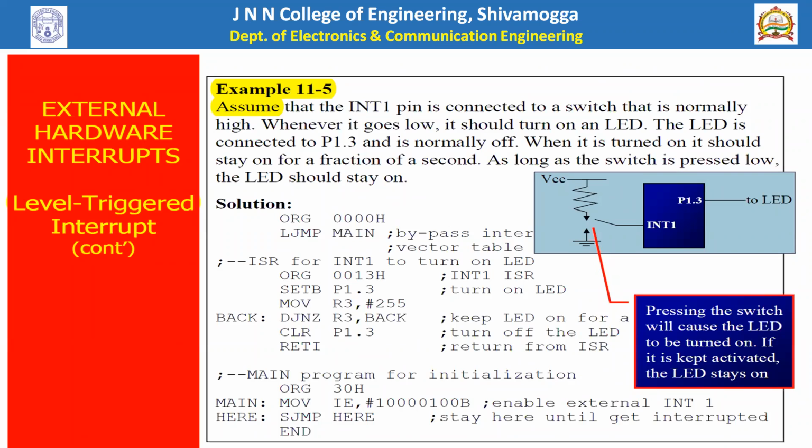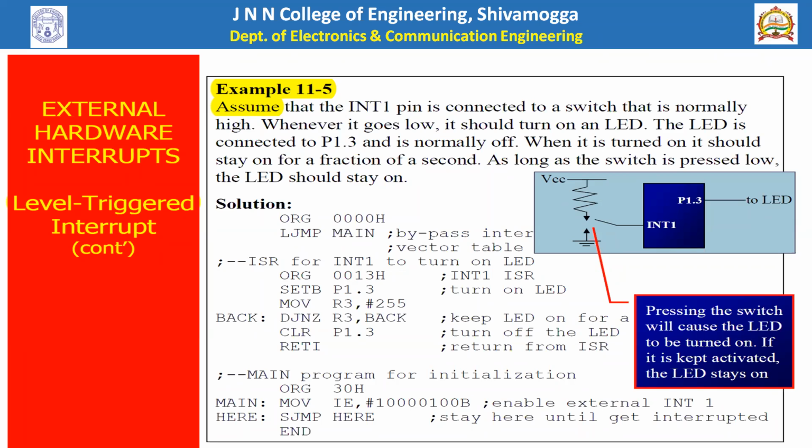Example 11.5. Assume that the INT1 pin is connected to a switch that is normally high. Whenever it goes low, it should turn on an LED. The LED is connected to P1.3 and is normally off. When it is turned on, it should stay on for a fraction of a second. So as long as the switch is pressed low, the LED should stay on. So this is an example for level triggered interrupt.